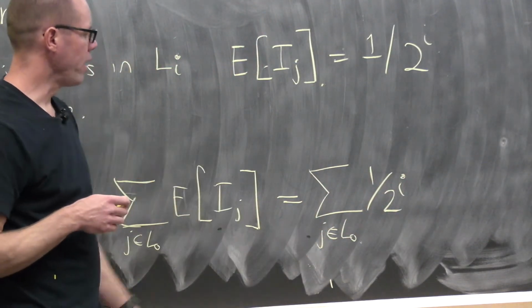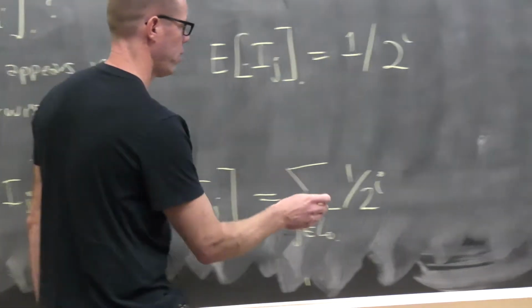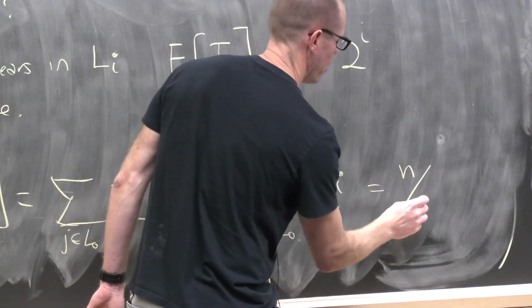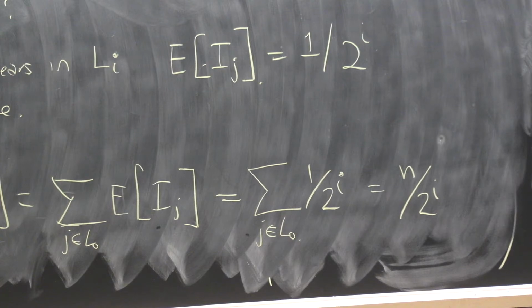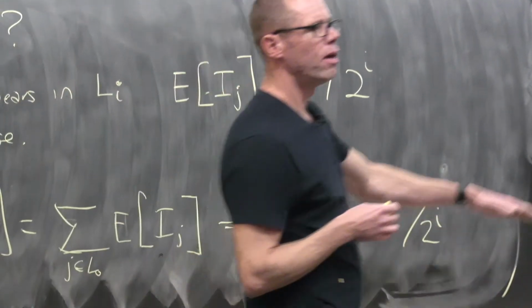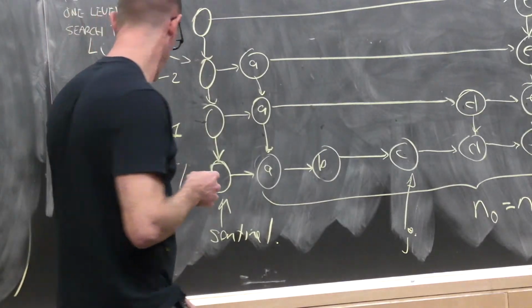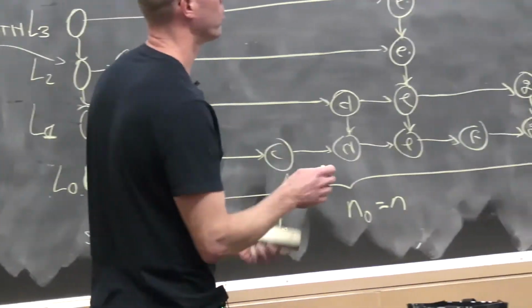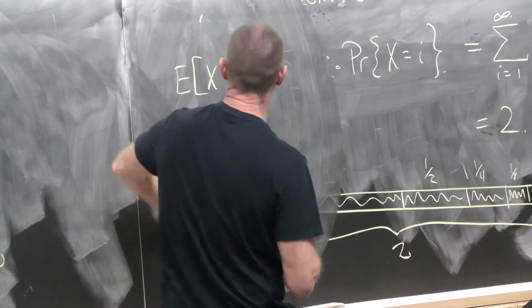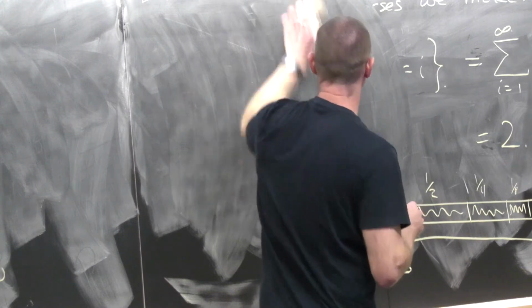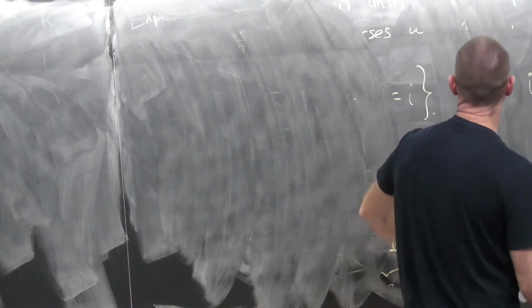How many elements are in L0? There's n of them. So this is just n over 2 to the I. Okay. So now we know the expected number of elements in the list L sub I. That's useful. What we're probably more concerned about is the size of the whole data structure.